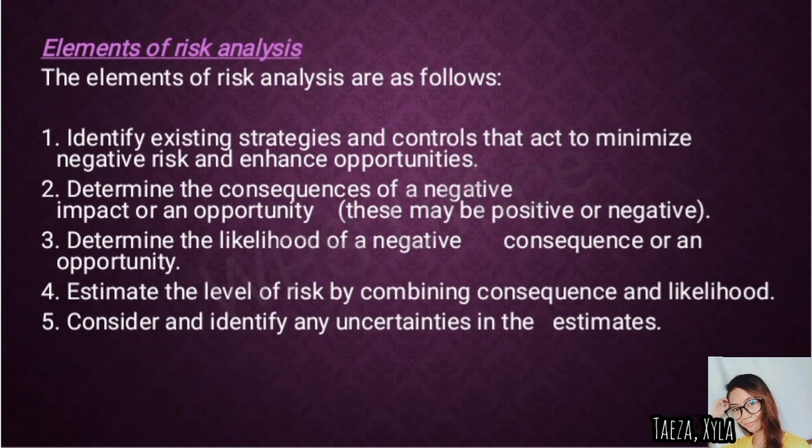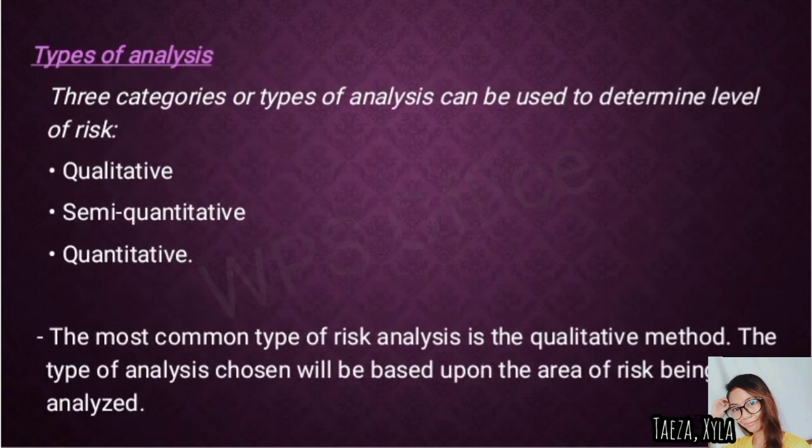Fifth, consider and identify any uncertainties in the estimates. There are three types of analysis, which are qualitative, semi-quantitative, and quantitative. The most common type of risk analysis is the qualitative method. The qualitative method involves identifying opportunities and threats, how likely they are to happen, and the potential impacts they have. The type of analysis chosen will be based upon the area of risk being analyzed.